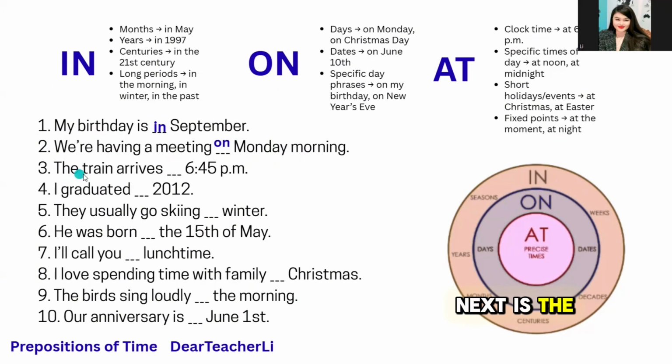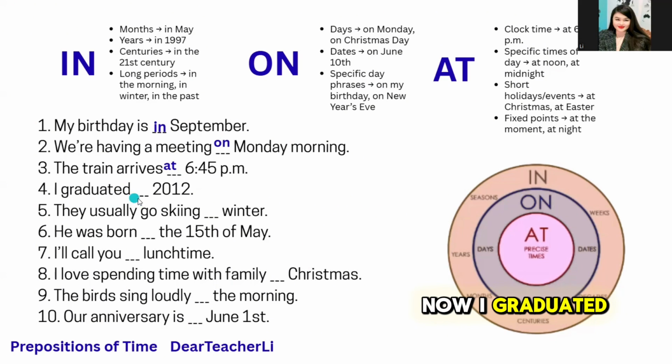Next is the train arrives blank 6:45 p.m. or a quarter to 7. So, it's a specific time. We are going to use at. It's clock time. So, the train arrives at 6:45 p.m.